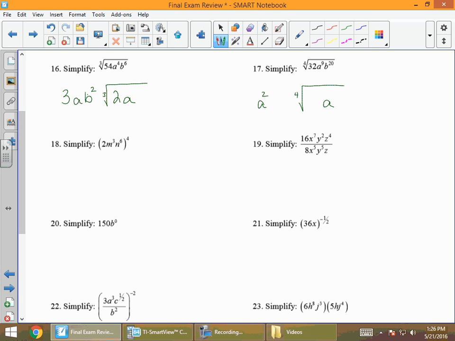B to the 20. How many groups of 4 could you take out of 20? You can take out 5 groups. And 5 times 4 is 20, so there's none left on the inside.